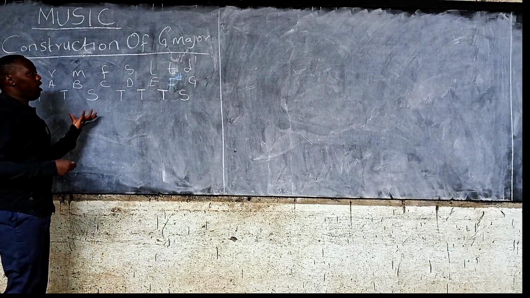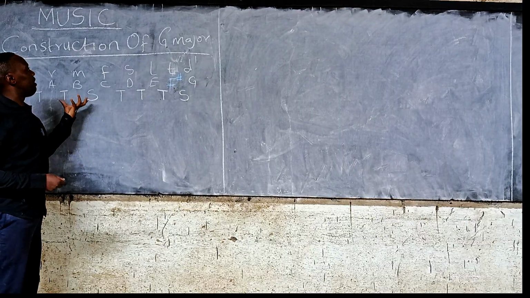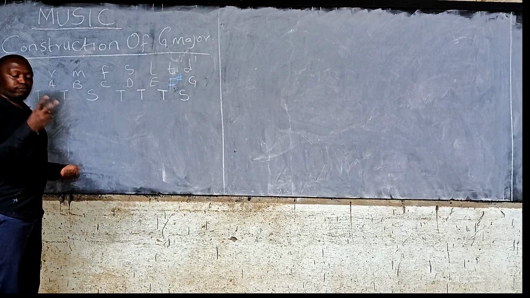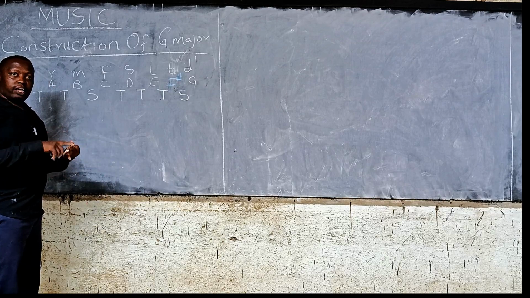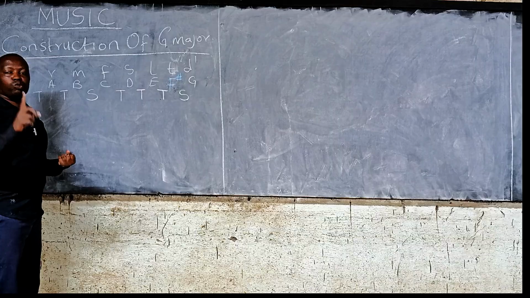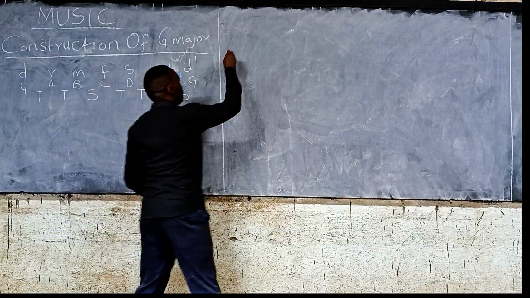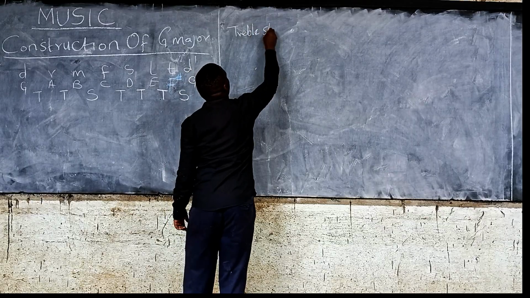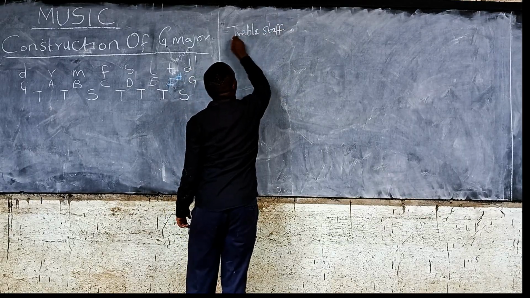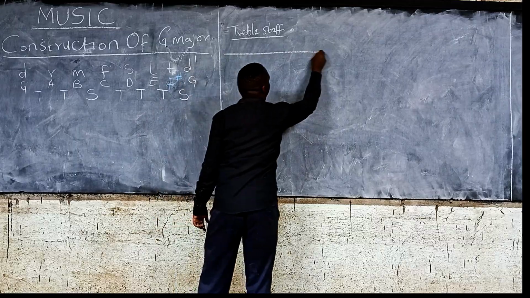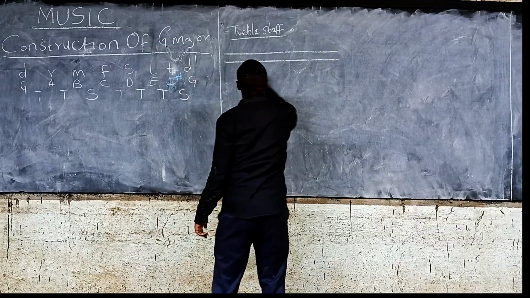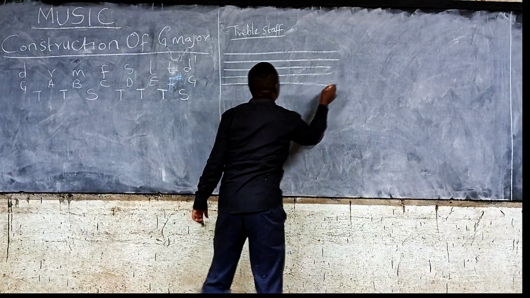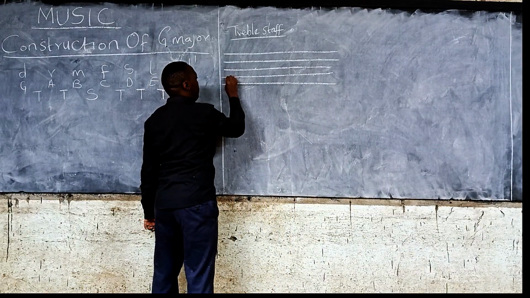Now, after we have gotten this, we must represent this on a staff. We are going to draw it on two staffs, the treble staff and the bass staff. I want to start with the treble staff. So I'm going to write here treble staff or treble clef. Now this is our staff. So we are going to start by drawing the treble clef.